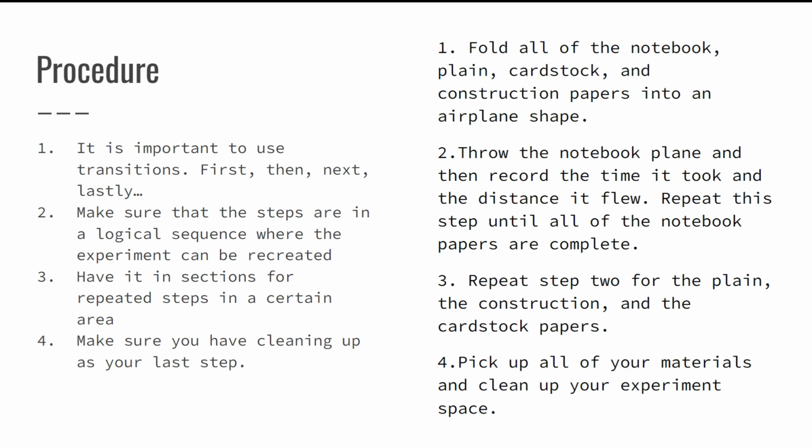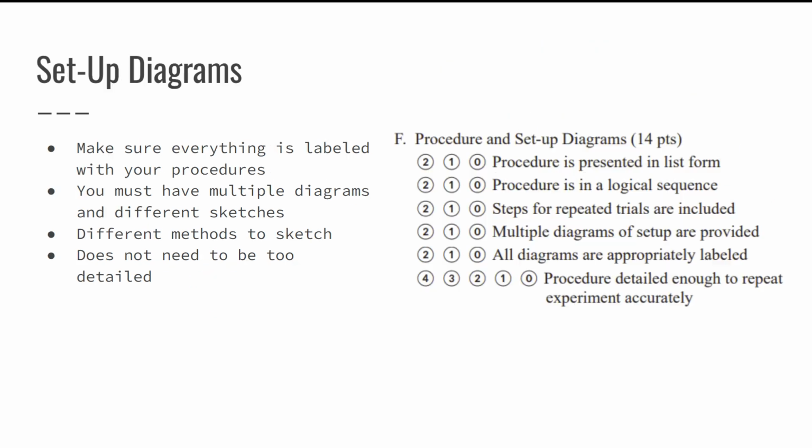Next, number 3, have it in sections for repeated steps. Sometimes what I like to do is that if it's a very long format and there are many steps, it's important that we use certain sections. Like we may put a box saying repeat this part so that it's easy to read and can actually stand out. Last, make sure you have cleaning up as your last step. I understand that sometimes you forget about it, but having cleaning up as your last step will make sure that not only you remember to clean up, but your event supervisors know that you cleaned up your area. Now let's go to setup diagrams.